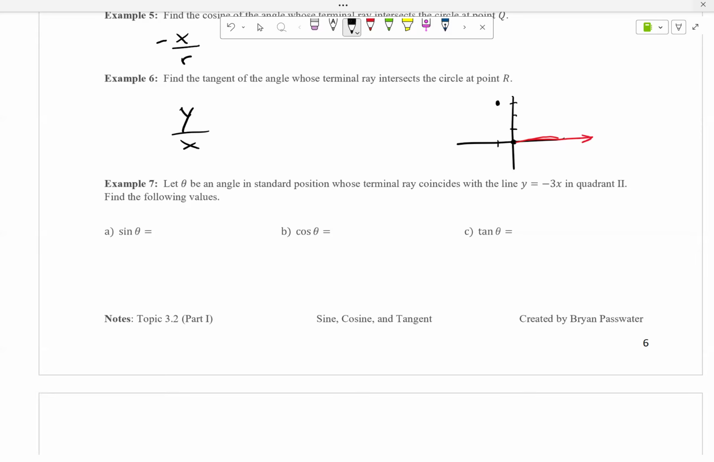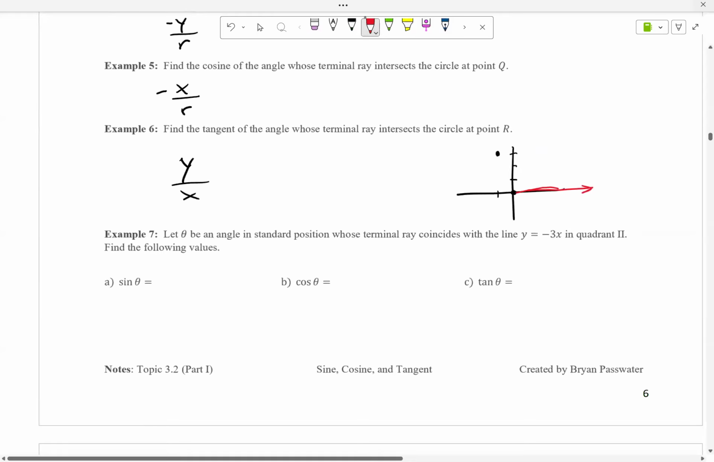Which gives us our second side. And we just need the coordinates of any point on that line, which we already have. So this is -1, 3. Are we able to do the work now to find the sine, cosine, and tangent of this angle? Take a moment. If you want to make a reference angle, you may.